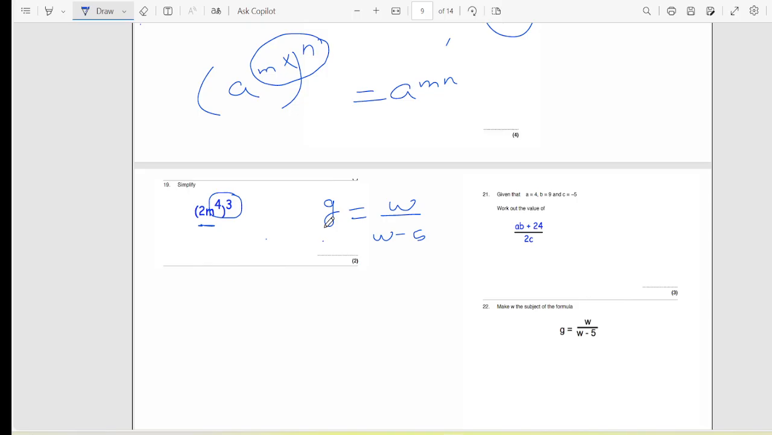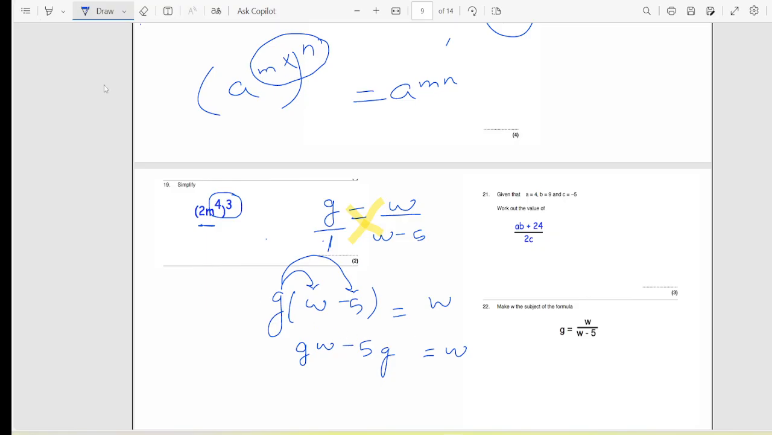First we do cross multiplication. There is nothing in the denominator, which means it's 1. Cross multiplication means this multiplied by this and this with this. So G times W minus 5, and W times 1 is W. We use the distributive property here, G times W and then G times 5. So this becomes GW minus 5G equals W.